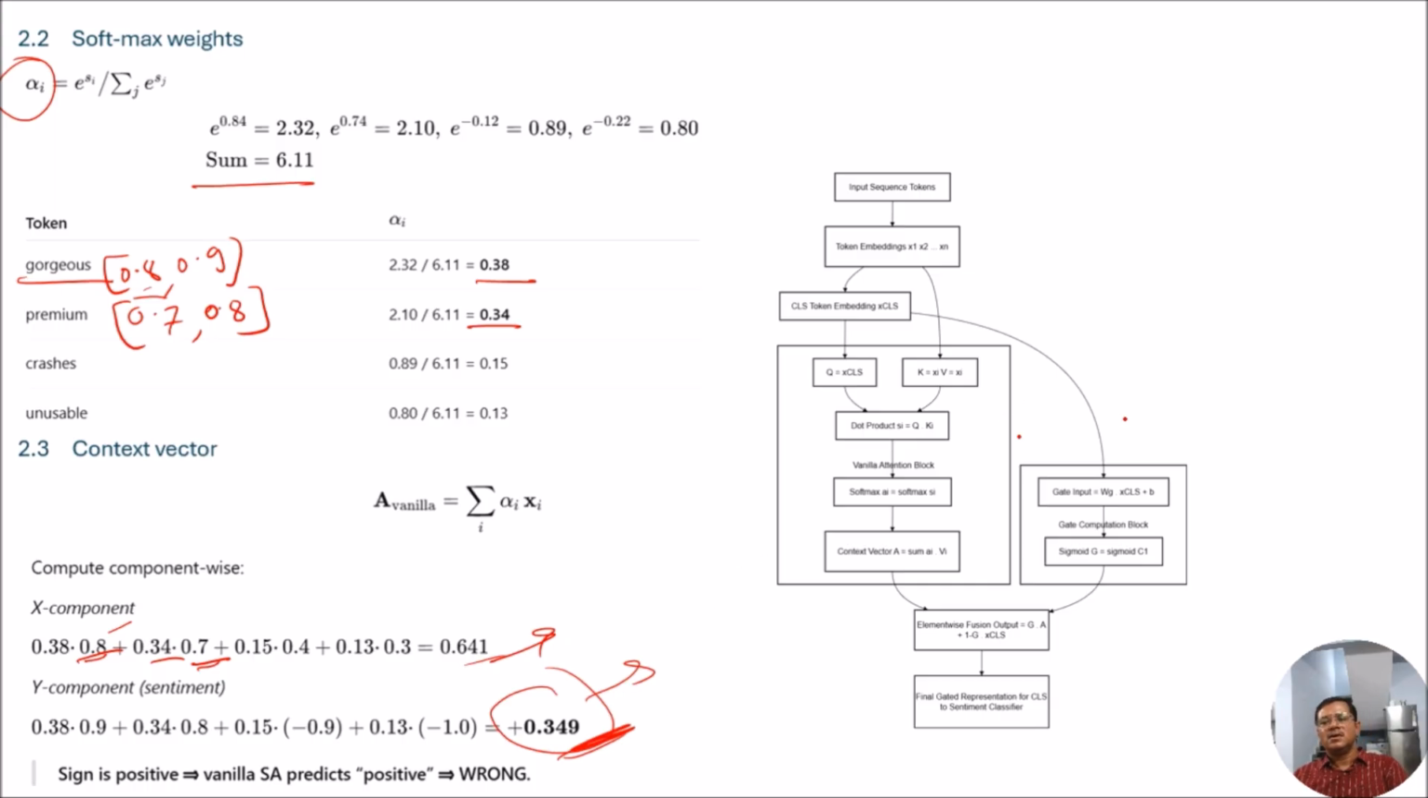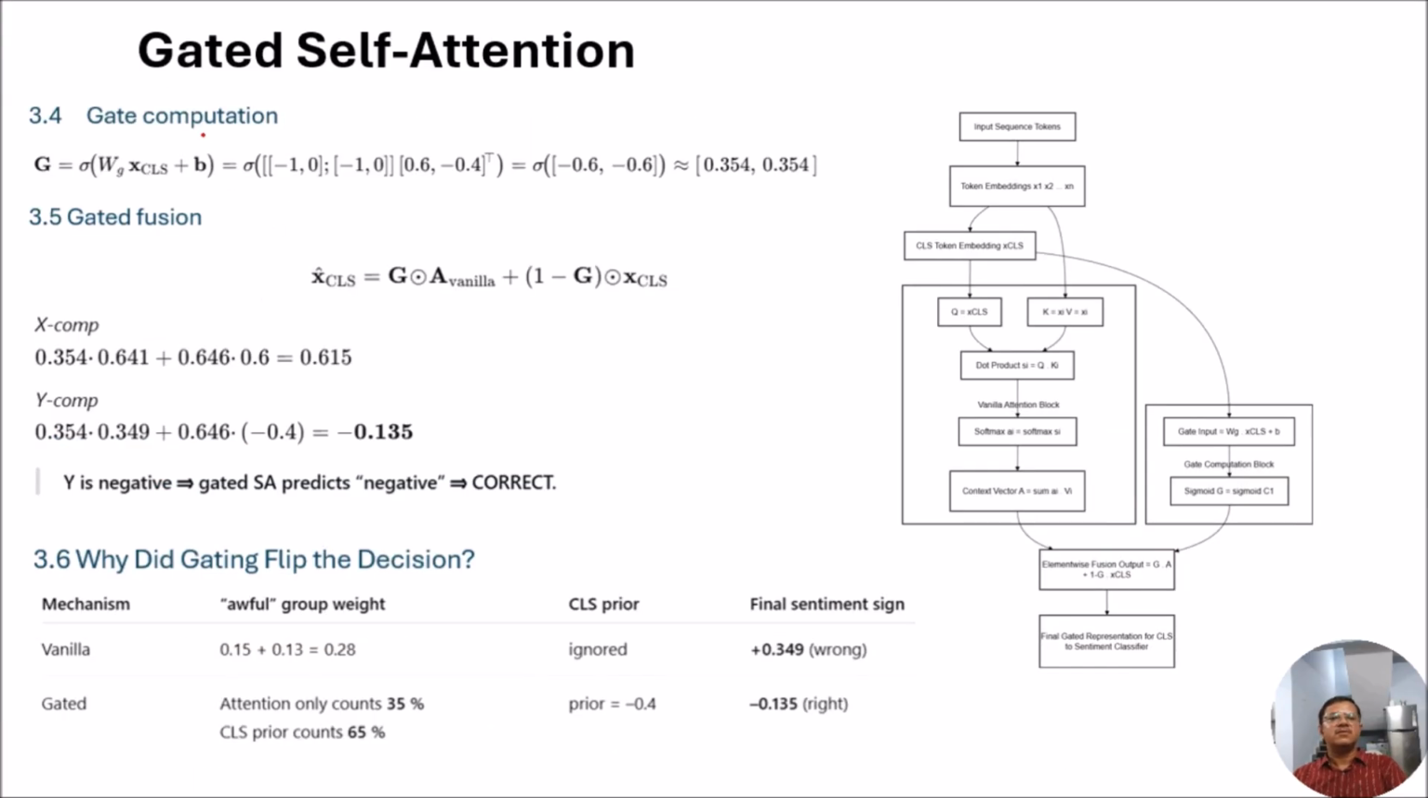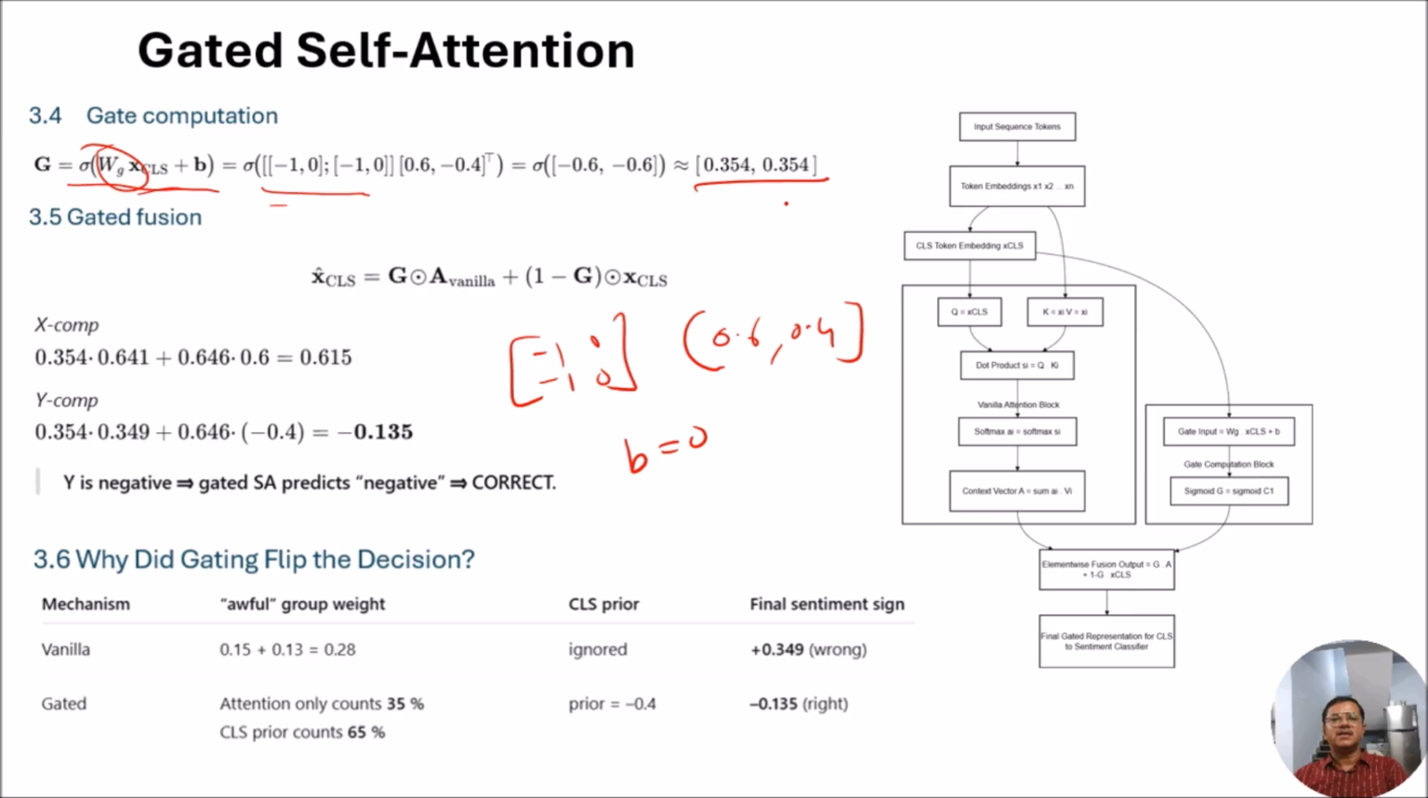So now we will start with this way of calculations, meaning we will apply the gating mechanism. Till now we are here, without gating, this is the situation, and now we will apply this gating score. When you apply the gating score, for these computations, WG, we had initially decided WG as -1, -1, 0, 0. And then XCLS we had 0.6 and 0.4, and bias is equal to 0. Based on that we get this gating score.